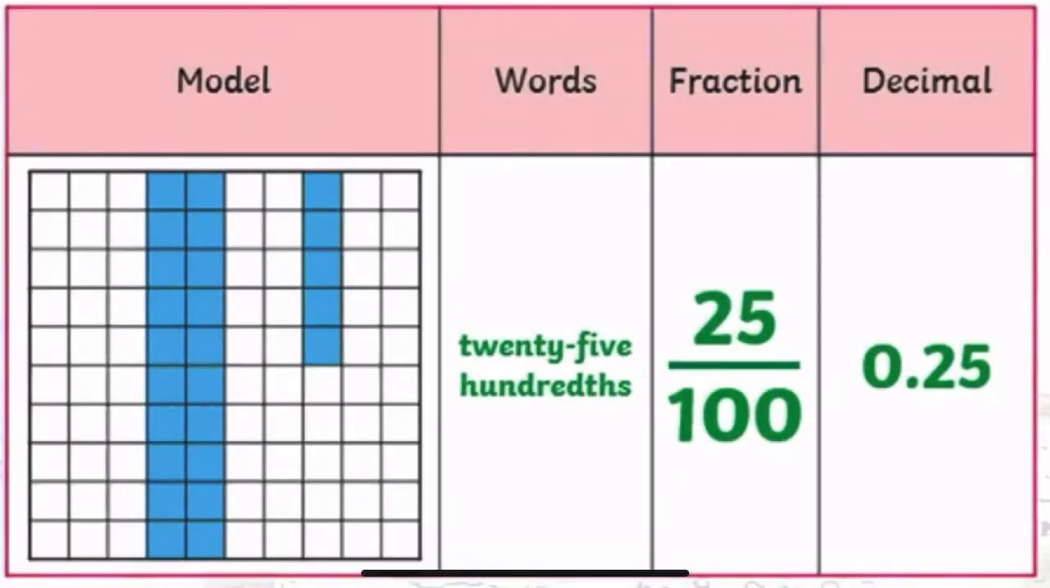Here we can see some different ways that hundredths can be written or represented. So first of all, we have a picture or a model, and this shows 25 parts have been coloured in. So that's 25 parts out of 100, 25 hundredths. Then we have 25 hundredths written in words, then as a fraction, and then as a decimal. And we're going to focus on writing hundredths as a decimal in the first part of today's lesson.